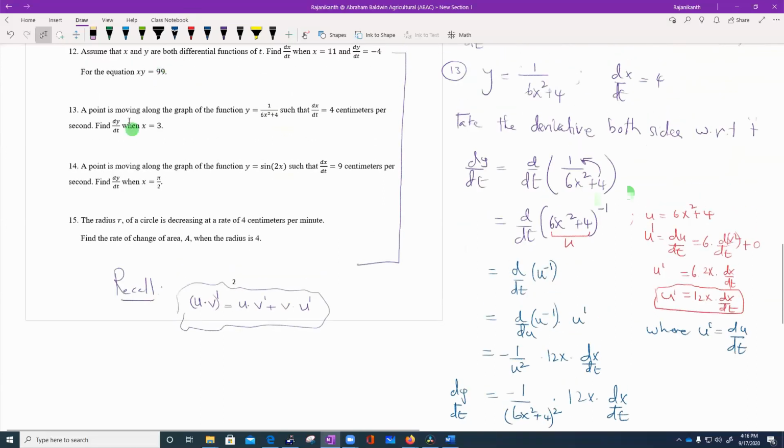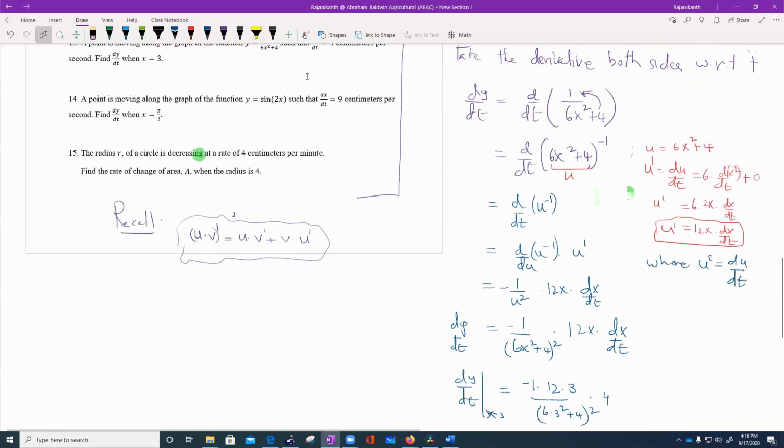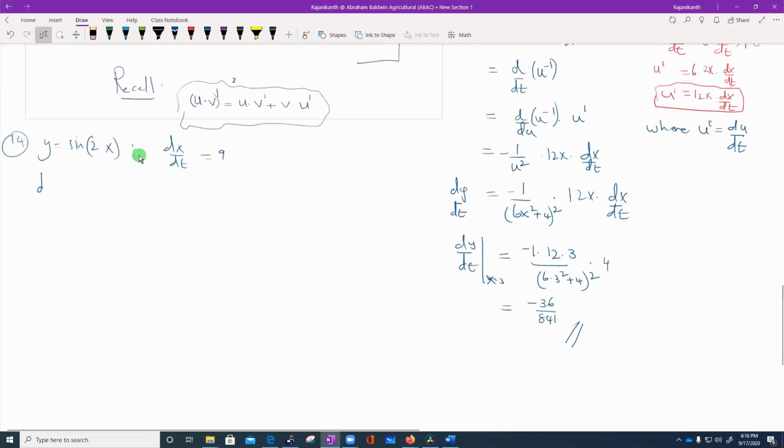Yes. All the last 4 problems have a similar procedure. Only the functions are changed, right? So if you look at 14, again, you are given a function y is sine 2x, and dx over dt, which is 9. The question is again finding dy over dt when x is pi over 2, right? So do the same thing. I need to find dy over dt, taking the derivative of both sides with respect to t. So again, two times you have to use the chain rule.